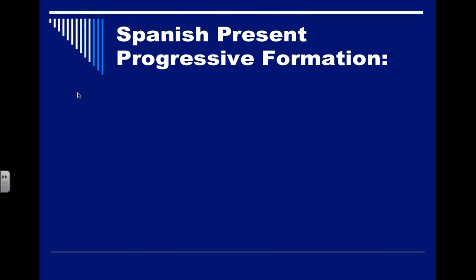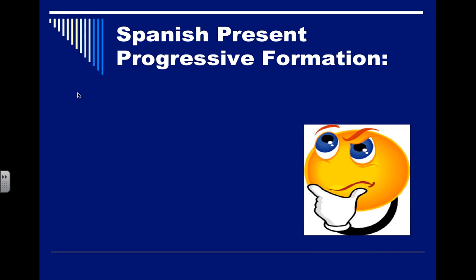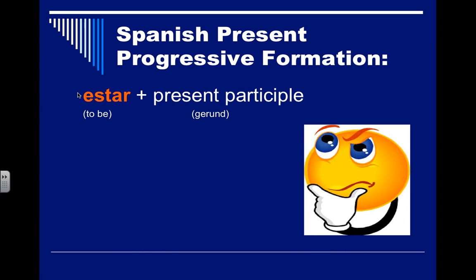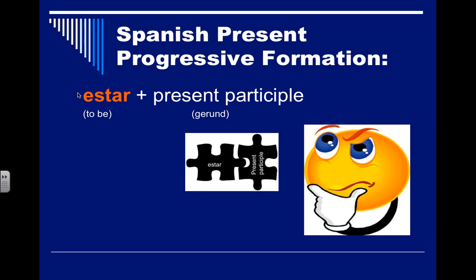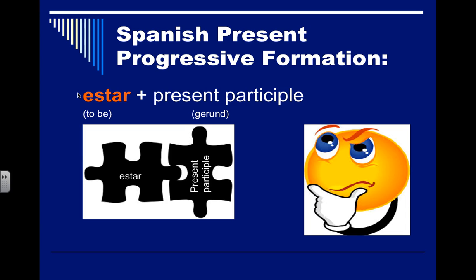Now let's take this to Spanish. The Spanish present progressive formation is very similar to that of English. Let's think about this. We use the verb estar plus the present participle. Estar means to be, and the present participle would be the gerund, so just like in English. So we need estar and the present participle. It's like putting two pieces together. In order to construct the present progressive, you need both a form of estar and the present participle.